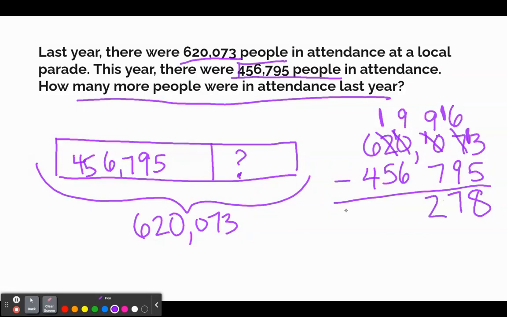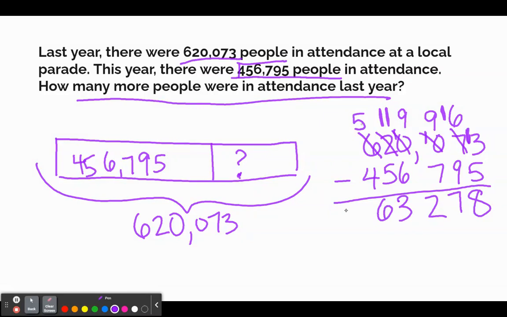I have 9,000. I'm going to take away 6 of those thousands. That's going to give me 3,000. I have one 10,000. I need to take away 5. I can't do that. So I'm going to go to my 100,000s. Take one of those 100,000s. Change those into 10,000s. So now I have 11 10,000s. Take away 5 10,000s is going to give me 6 10,000s.